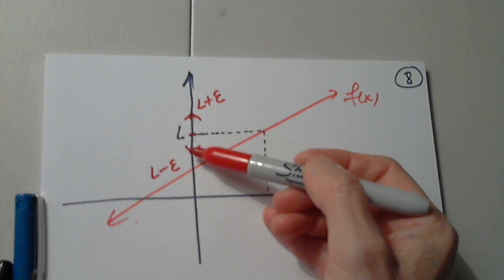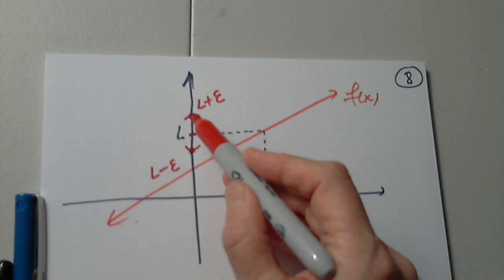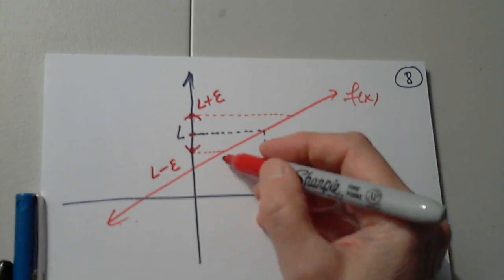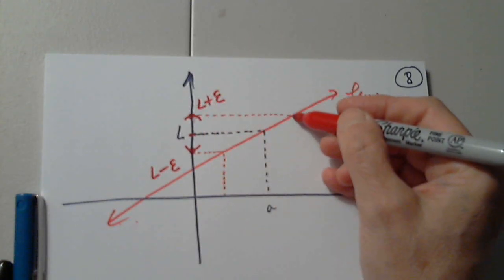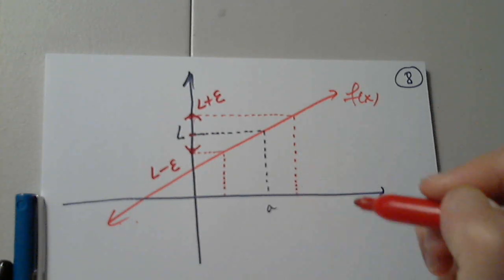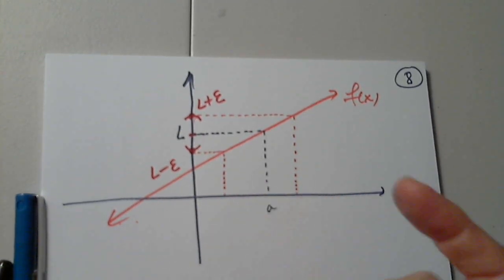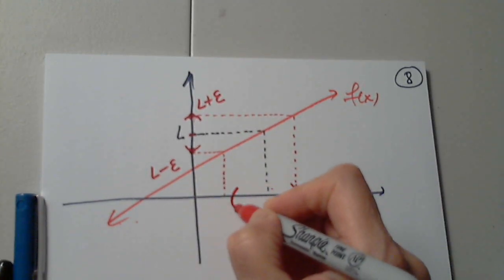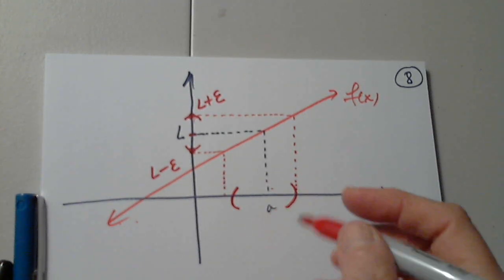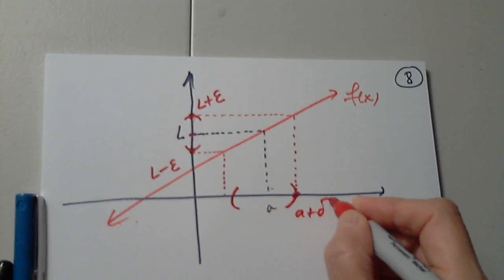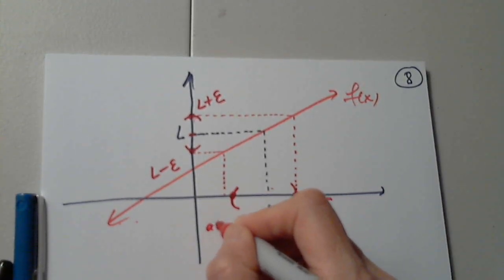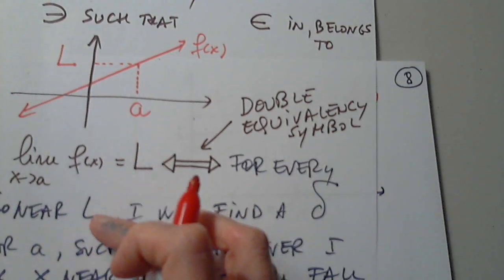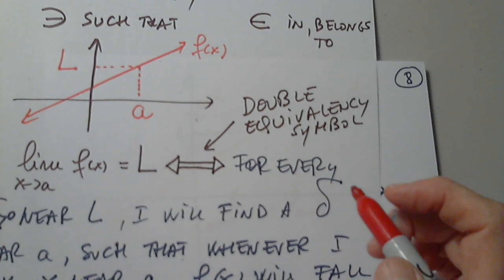L plus, L minus. I will always go to the function and come down. Go to the function and come down. I will always find that it has to be the smallest of the two. This is the smallest in my graph. So this will be the delta near A. So this point is A plus delta. Of course, this point is A minus delta. So for every epsilon positive near L, I will find a delta corresponding.